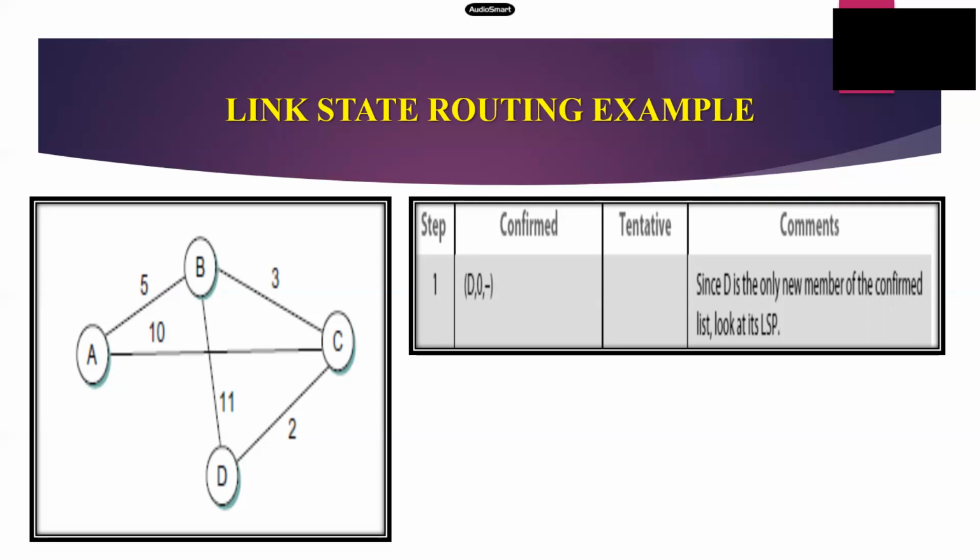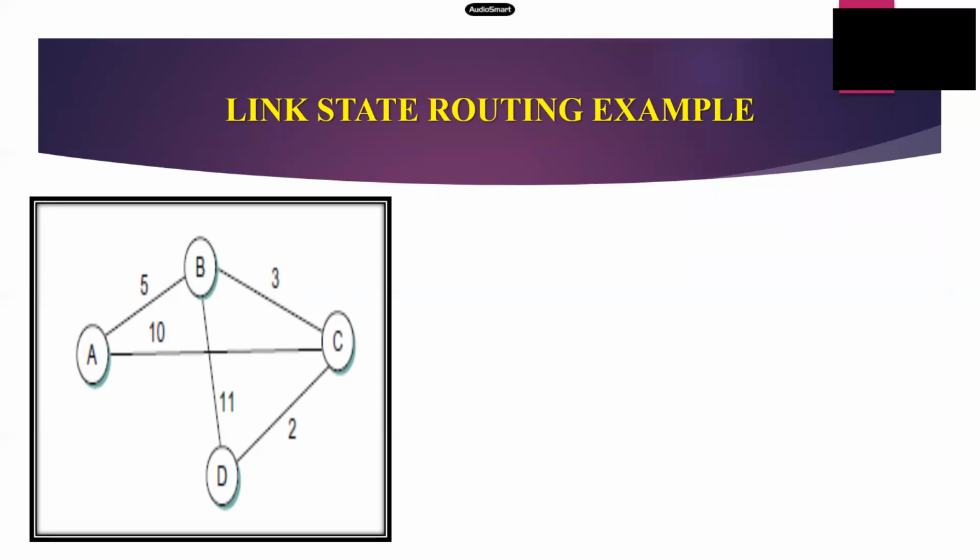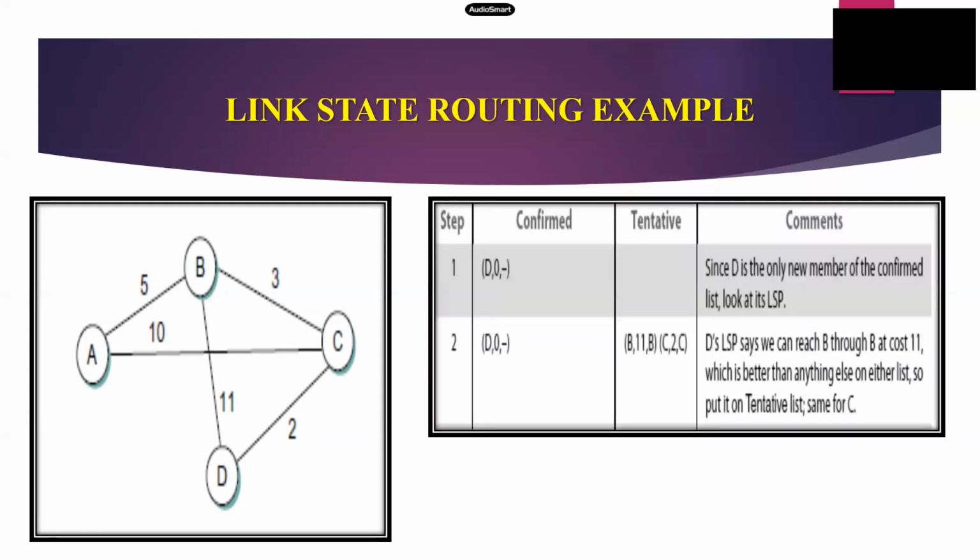Okay, from D to reach B, the cost is 11. From D to reach C, the cost is 2. So now the second step, the confirmed state is what? D 0, dash.